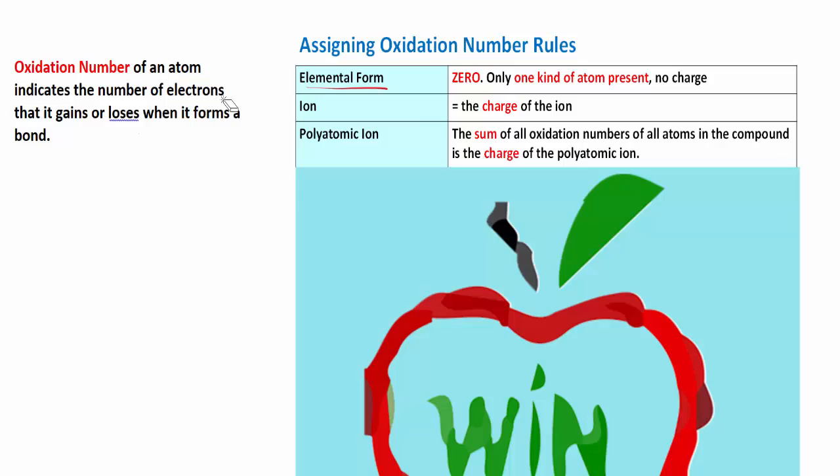In this video, we are going to learn about the oxidation number of an atom. Now, what is the oxidation number of an atom? It is the number that indicates the number of electrons that it gains or loses when it forms a bond. Now, isn't this very similar to the charge of the ion? To some extent, it is.